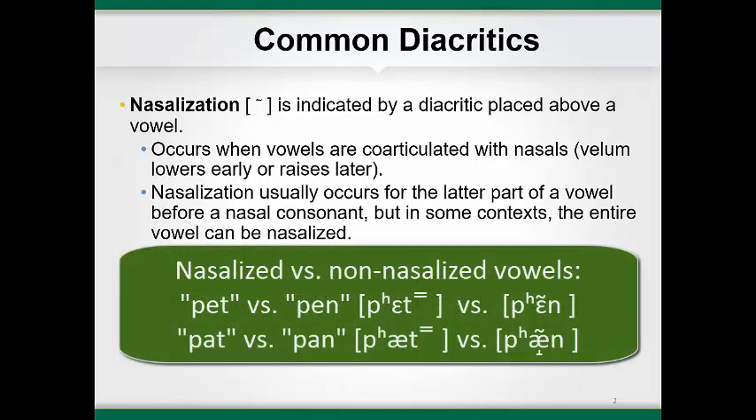Let's listen to the difference between nasalized and non-nasalized versions of a vowel in the minimal pairs pet and pen and pat and pan. Listen.